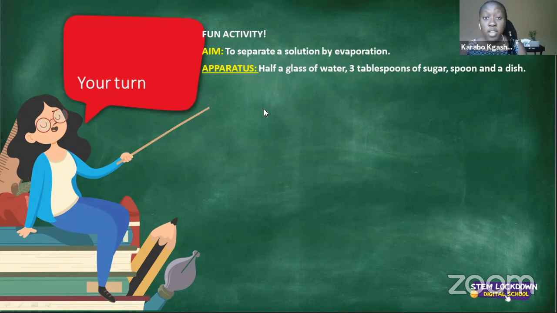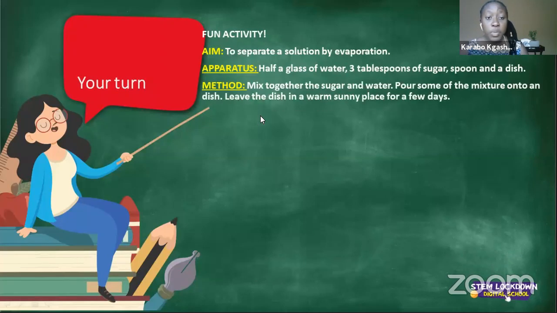Now, if you remember correctly, we said that we cannot separate solutions. If I ask you to separate the dishwashing liquid that mom used to wash her dishes, it's going to be very, very hard. So we are actually going to try and separate sugar from water when it has already been mixed.